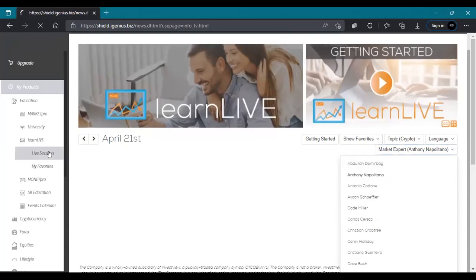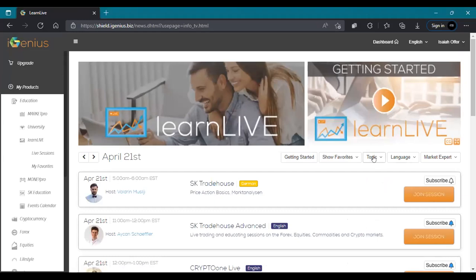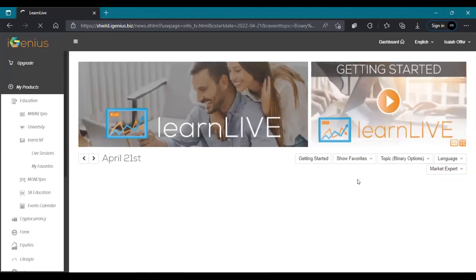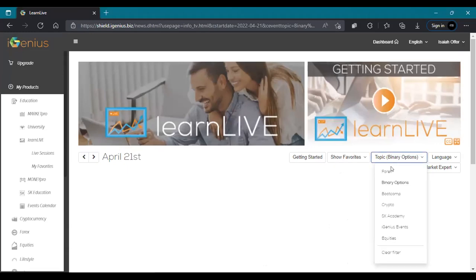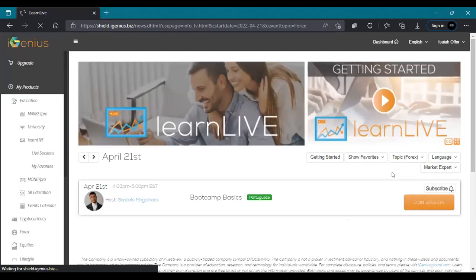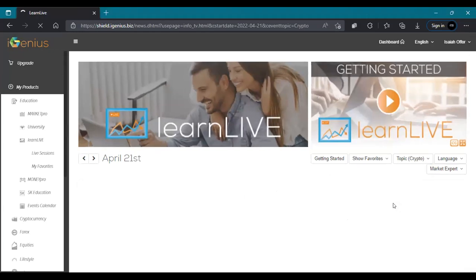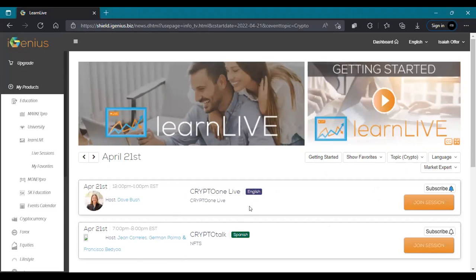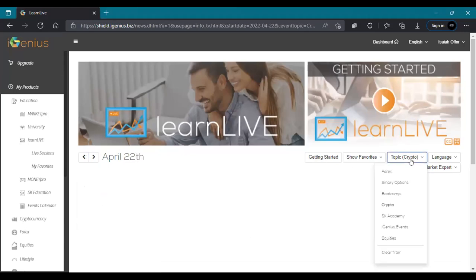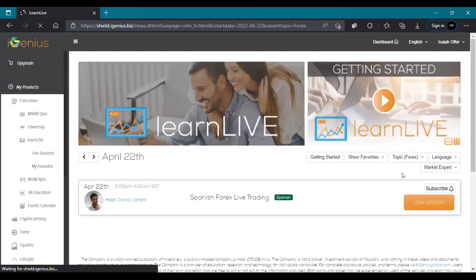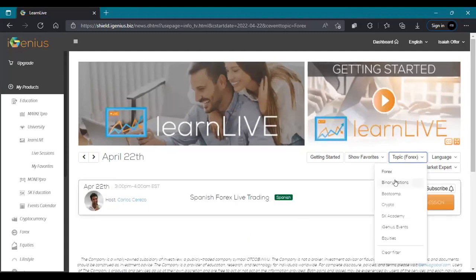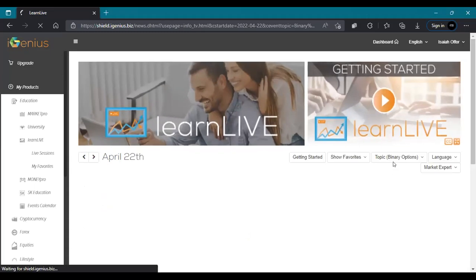Straight to the point, no need to confuse yourself. So like I said, I click binary options here, there's no binary options, so I know there are none. I click on Forex, and there's a Forex class, but this is not in English, so it's not for me. If I click on crypto, it brings up crypto classes for today. Same thing if I wanted to attend any for tomorrow, April 22nd. If I wanted to attend a Forex class, this is how I'm going to search. This one is not in English, so there's no English educator for tomorrow.